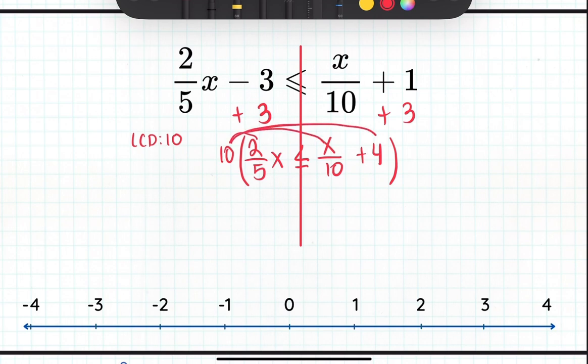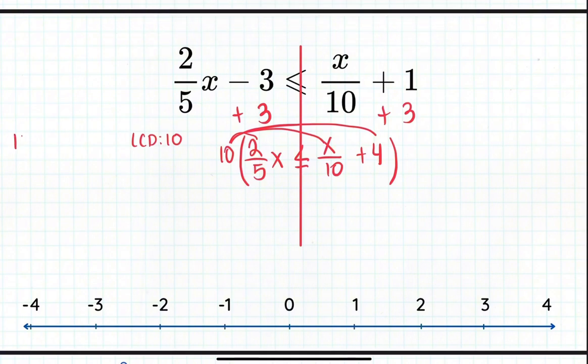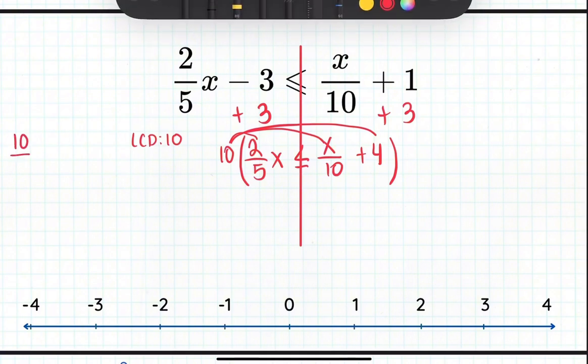So let's multiply. I'm going to do that over here. I have 10. Remember that 10, that whole number is always over 1. I'm going to do 10 times 2 over 5. 10 times 2 is 20. 1 times 5 is 5. 20 divided by 5 is just equal to 4. So this is basically going to simplify to just 4x.